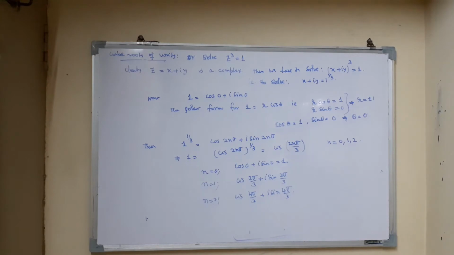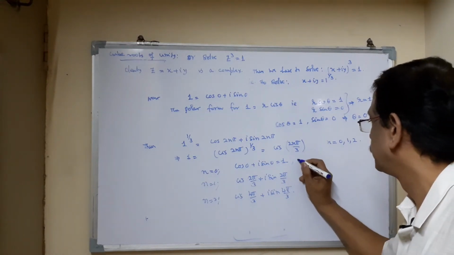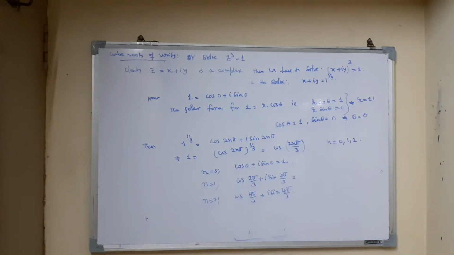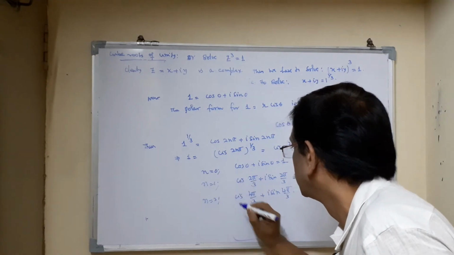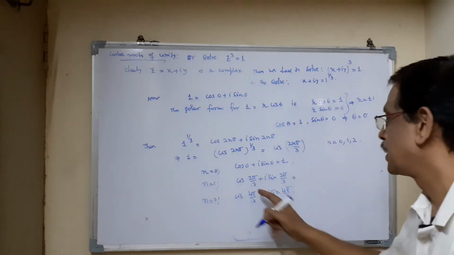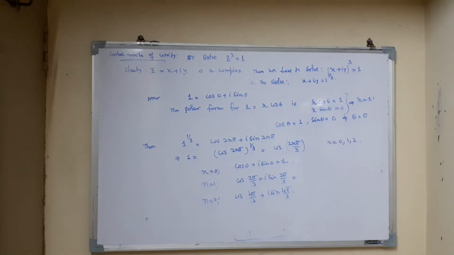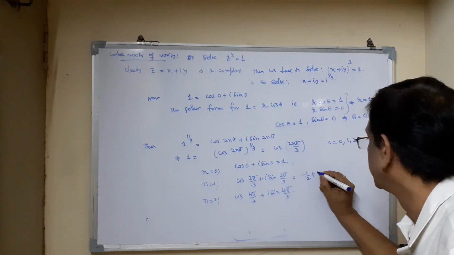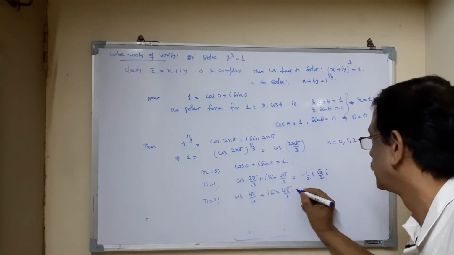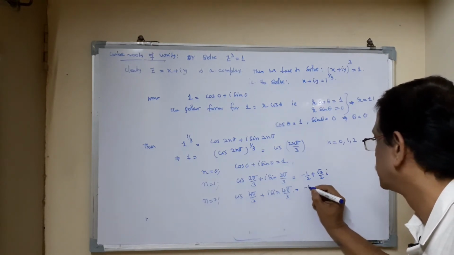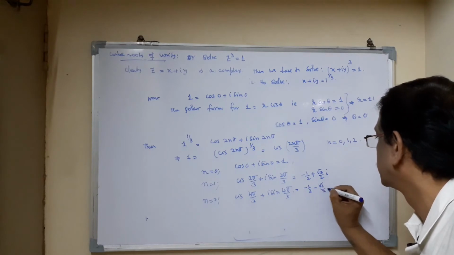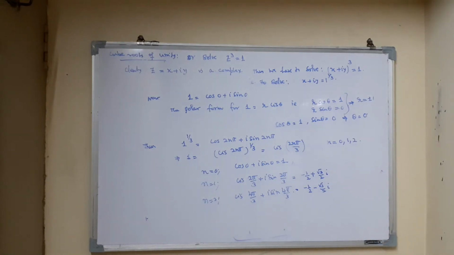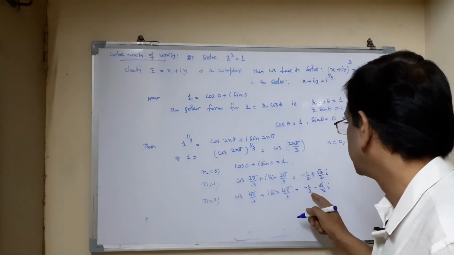Now, the interesting part is, what are the roots? 1. What about this? What is cos 2 pi by 3? Cos 120 is minus half, plus sin 120 is root 3 by 2 i. What about this? Cos 4 pi by 3 is minus half, minus sin 4 pi by 3 is minus root 3 i by 2. So what are the roots? The roots are 1, minus half plus root 3 i by 2, minus half minus root 3 i by 2.